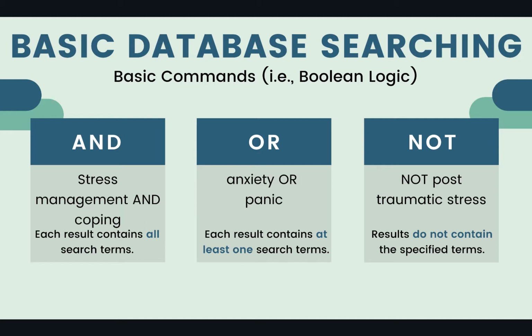The Boolean operator AND will narrow your search. You're telling the database you want to see both of those words in your search. In this case, we want to see stress management and coping. So each article the database shows us will have stress management and coping somewhere in the article.